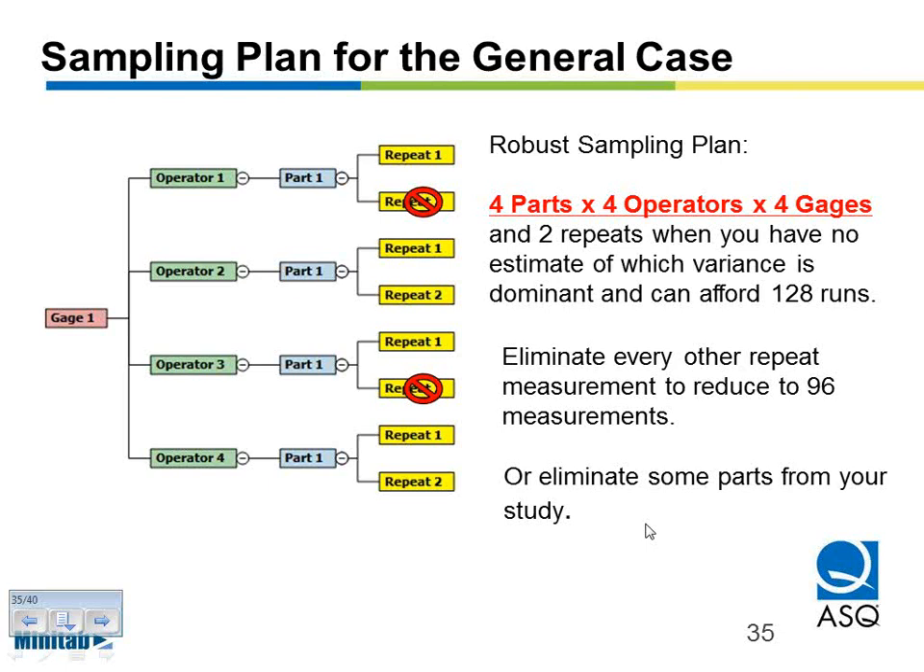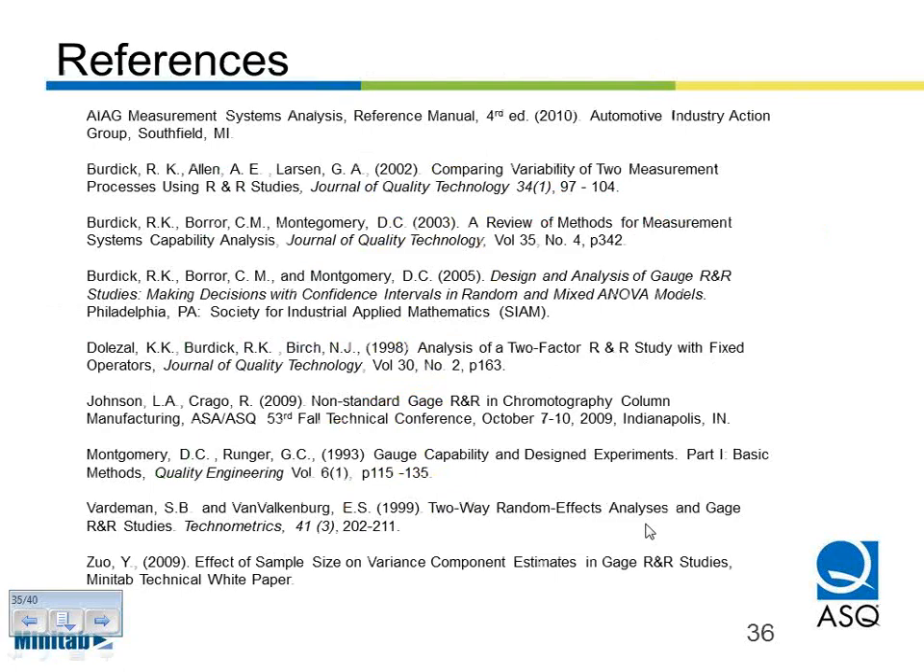So as it turns out, if I had to give one plan that's kind of the universal plan, I would probably say 4 by 4 by 4 times 2 repeats. That would be my best estimate. There are some references here that Daniel and I used to come up with the calculations that we did and used to set up the simulation and so on. And with that, I'll be glad to answer any questions.